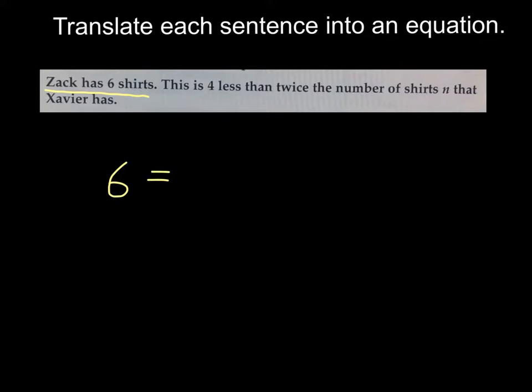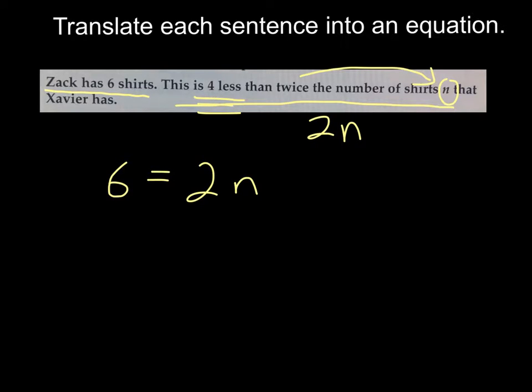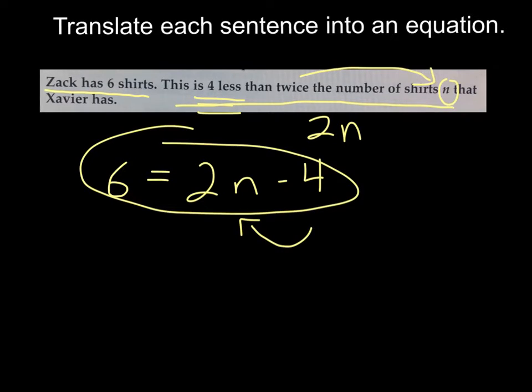So now let's take a look at what else we have. This is 4 less than twice the number of shirts, N, that Xavier has. So they want us to use the variable N. And I see twice the number of shirts. Alright, so that would be 2N. And now I see it's 4 less than the 2N. So that would look like this. So this would be 4 less than 2N. So here would be my equation.